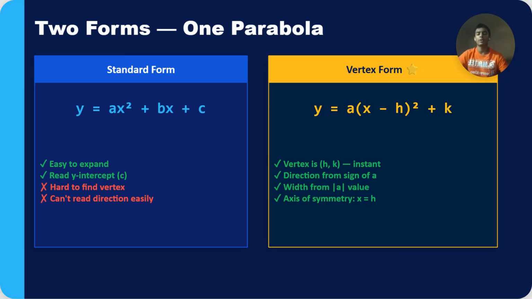While vertex form, on the other hand, reveals the vertex immediately. The vertex is just (h, k), pulled right out of the equation. No extra steps and no time wasting. And lastly, the a value tells you direction and width at a glance. That's why vertex form is the form we want when graphing.